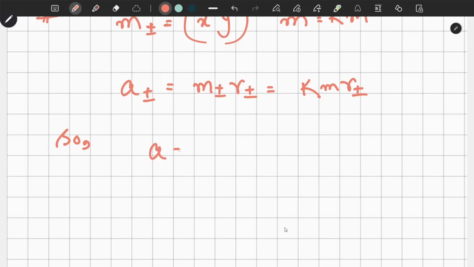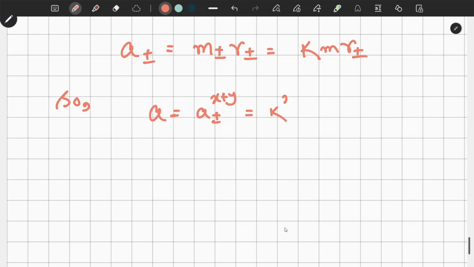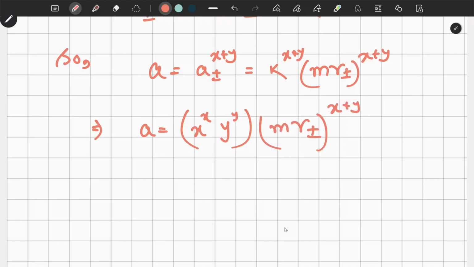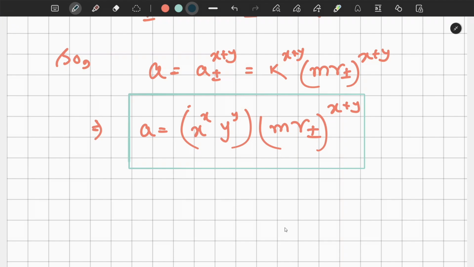Yes. So a is x plus y. So it is kappa to the power x plus y, m, gamma plus minus to the power x plus y. Therefore, now it is x to the power x, y to the power y, m to the power x plus y. This is the direct formula. But this is very confusing to remember. So it's better to do step by step, then it will be easy. Is it clear? Okay.